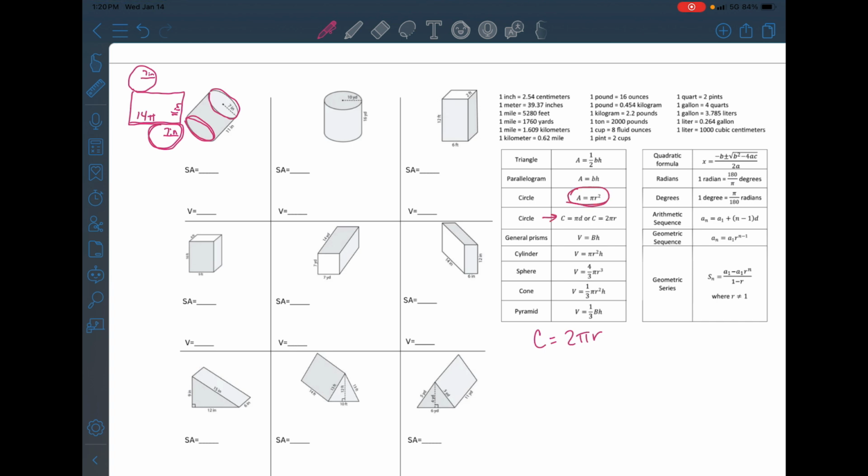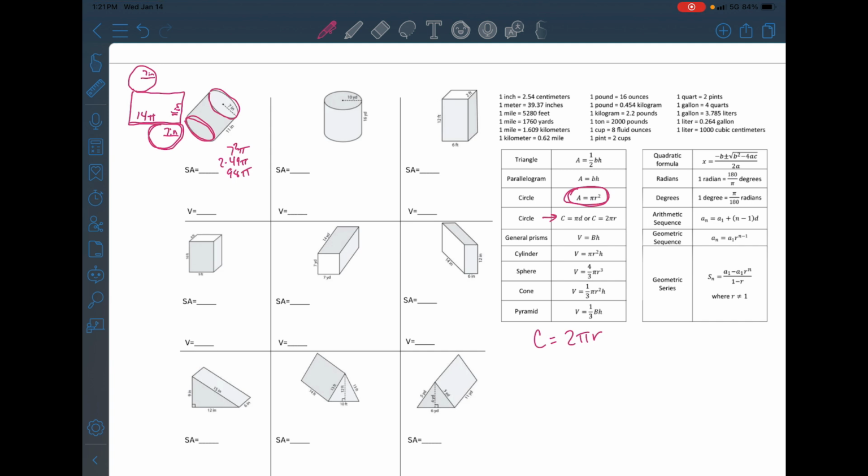So circle area is right here, pi r squared. So we have 7 squared times pi. So 49 pi. We're just going to leave it like pi right now. But we have 2 of those because we have 2 circles. So we're going to put 2 times 49 in our calculator, and you get 98. Leave pi as pi right now.